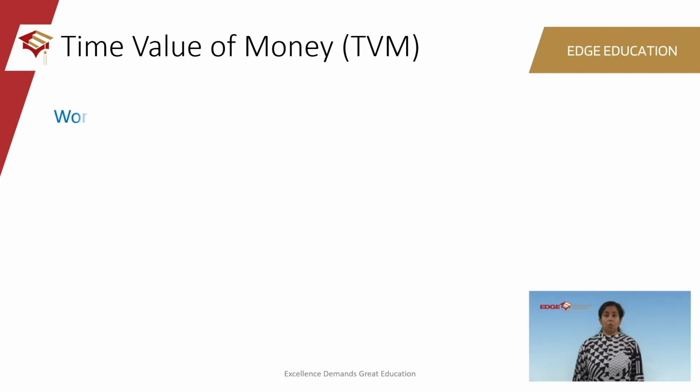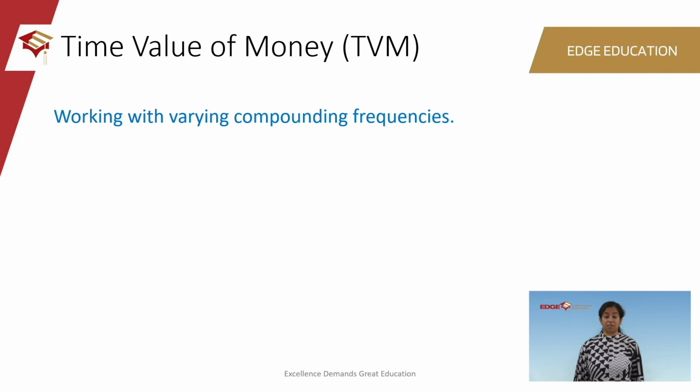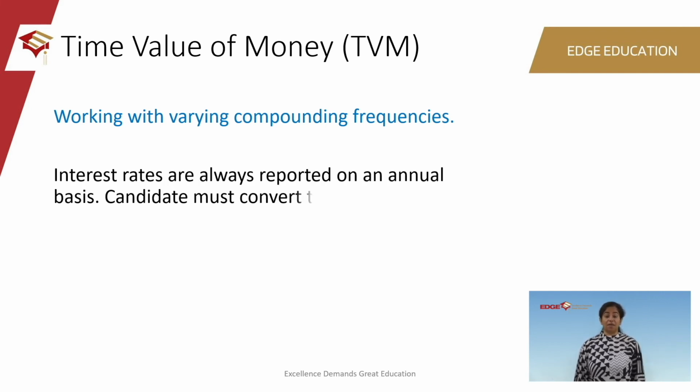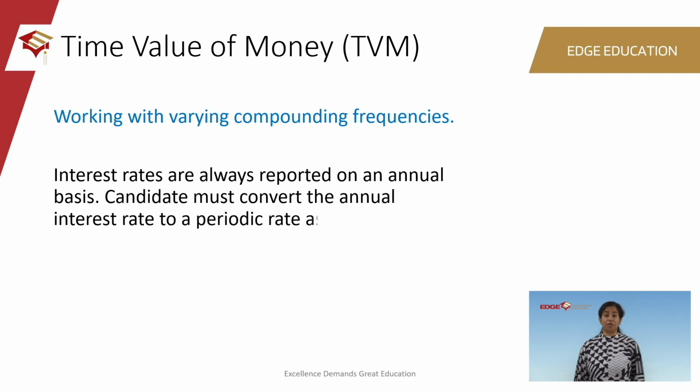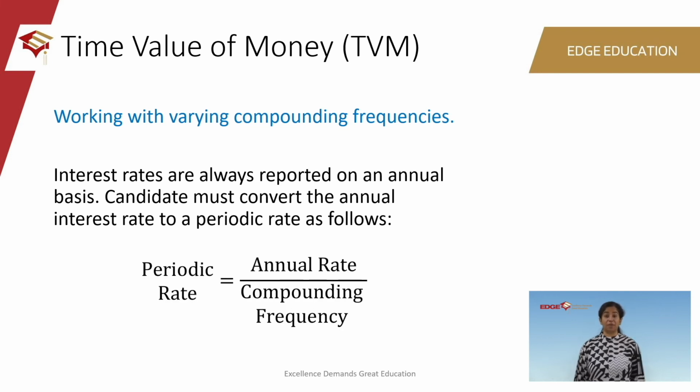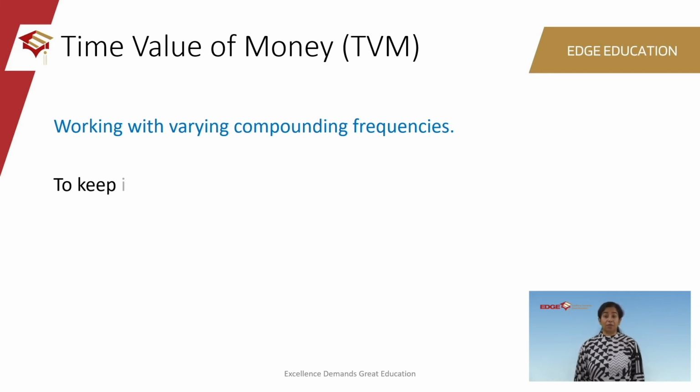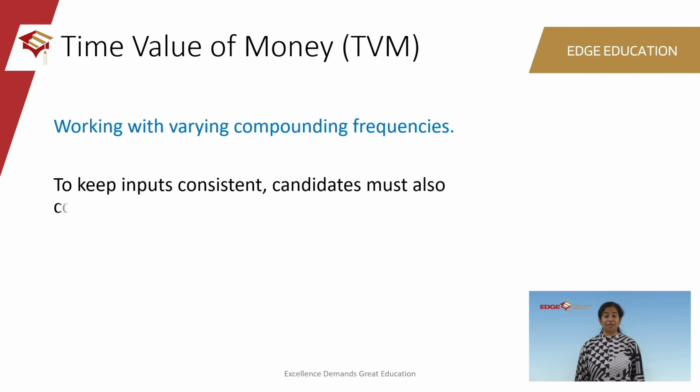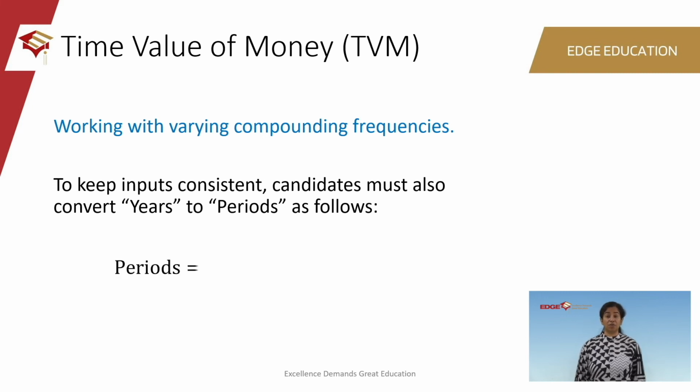Working with varying compounding frequencies. Interest rates are always reported on an annual basis. Candidates must convert the annual interest rate into a periodic rate. To do this, you will take the annual rate and divide it by the compounding frequency. To keep the inputs consistent into the calculator, candidates must also convert the years into periods. To do this, the candidate will take the total number of years of investment and multiply them with the compounding frequency to obtain the number of periods.